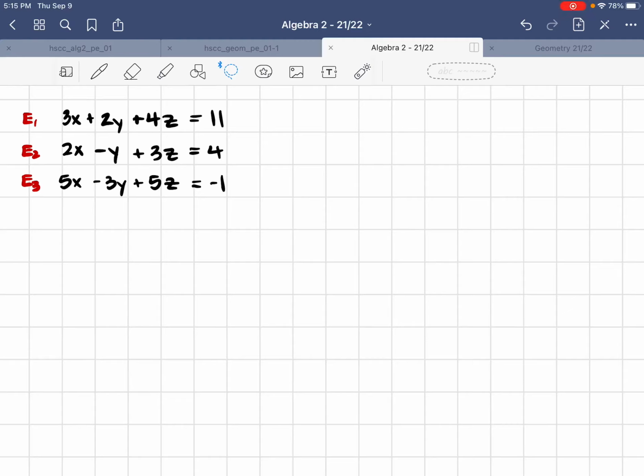All right, so to break it down, what you're trying to do is take the three equations and pair them off. That way you can get two equations with two variables. So you have a couple of options here.